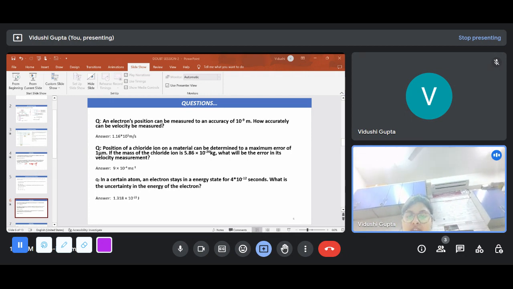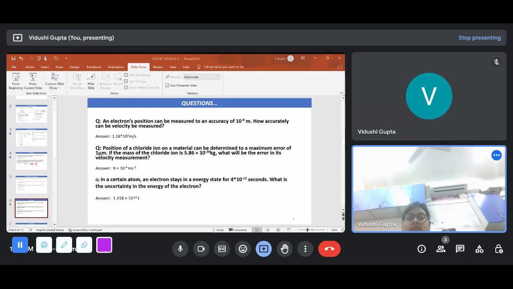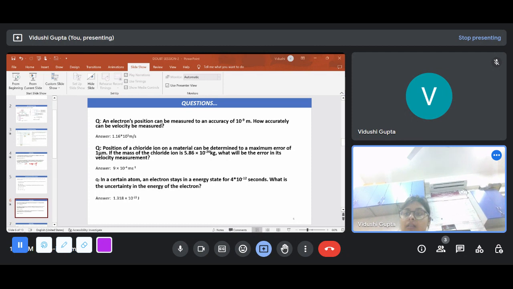So after solving, the value will be 1.318 into 10 raised to minus 23 joules. So basically, there are two formulas that you have to remember for the Heisenberg uncertainty principle. The first one is this, and the second one is this. Now there are other questions.